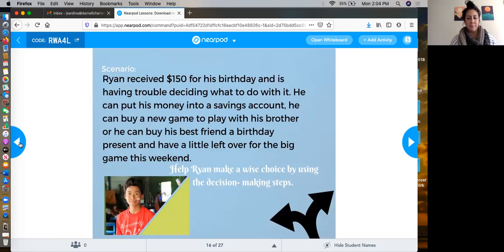Now, how about you guys take a minute and just think about that? What would you do with your money? Would you be smart and save it for later? Would you go off and buy a new game? Would you use it to spend on a friend and then have some to spend for the weekend?